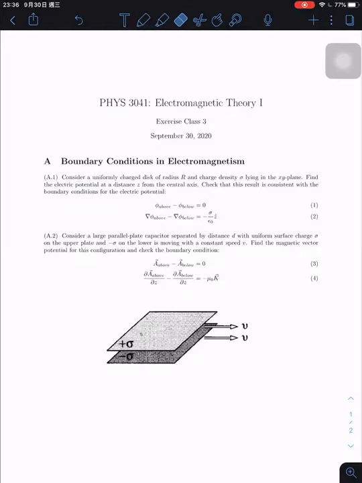Okay, counting through from 3, 2, 1. Okay, I guess everyone has tried the question now, and let's start talking about the questions.